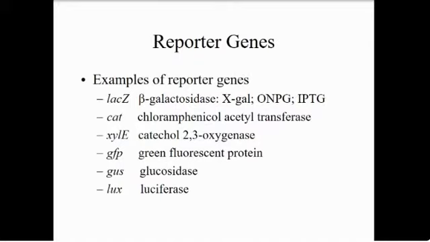Okay. So the second one I've put here is CAT. So that's chloramphenicol acetyltransferase. And you can assay that. There's a chromogenic assay for that. But I've put that there to get you to think about, anyone have an idea of how else you could detect CAT activity? Other than a biochemical assay.